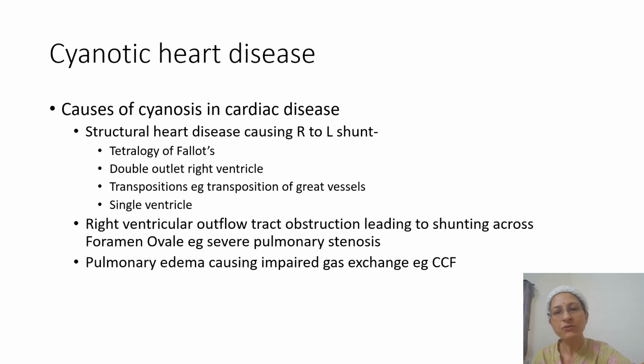So what are the causes of cyanosis in various structural heart diseases is something that we should understand. First and foremost, there will be certain structural heart diseases in which there's a right to left shunt. For example, tetralogy of Fallot. Second situation could be there is a right ventricular outflow tract obstruction, wherein the right ventricle has to generate excessive pressures to overcome the obstruction and pump blood into the right ventricular outflow. This will be seen in situations like severe pulmonary stenosis.